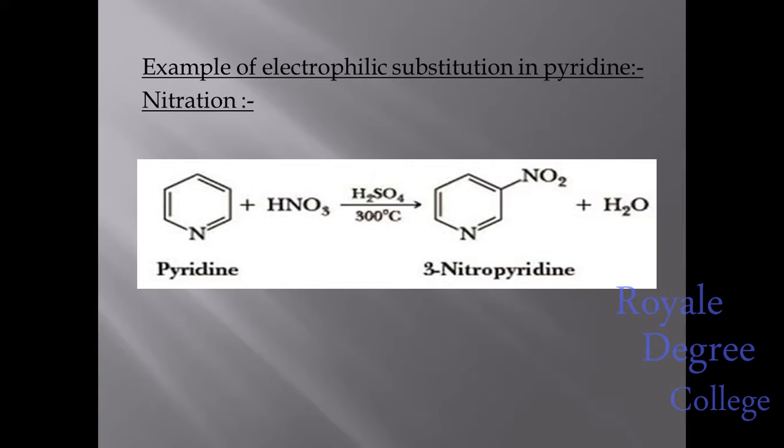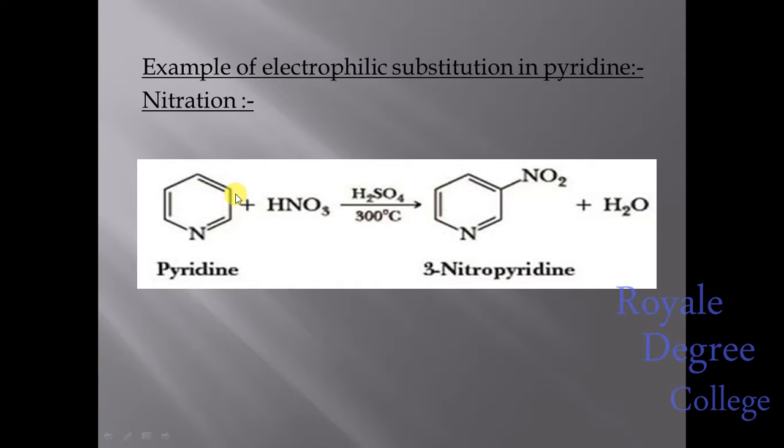Now we'll see an example of electrophilic substitution in pyridine: nitration. Here we are taking pyridine and adding nitric acid. The reaction takes place in the presence of sulfuric acid, and here we maintain a temperature of 300 degrees centigrade. Look at the pyridine structure, girls. This position of pyridine is the first position, we all know that. This is the second, and this is the third.